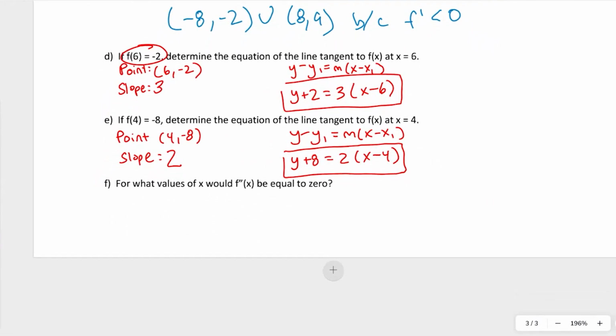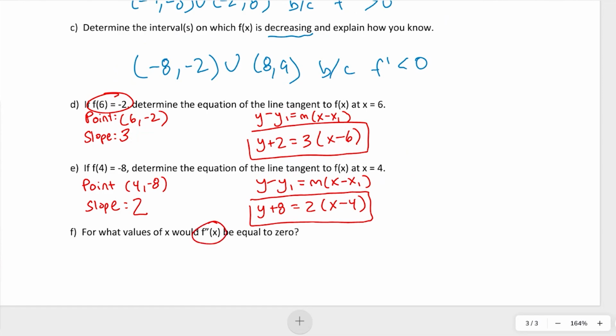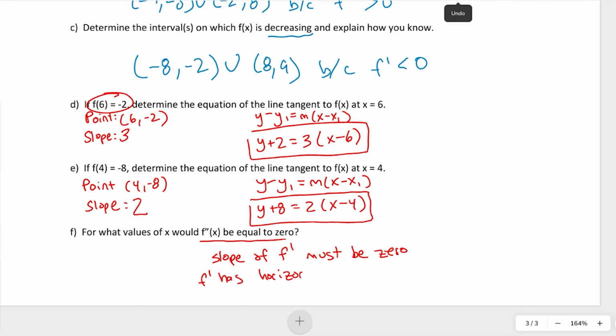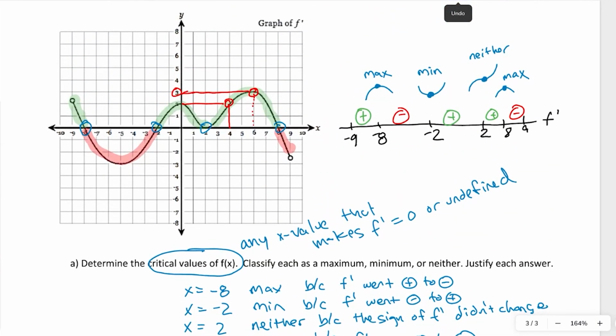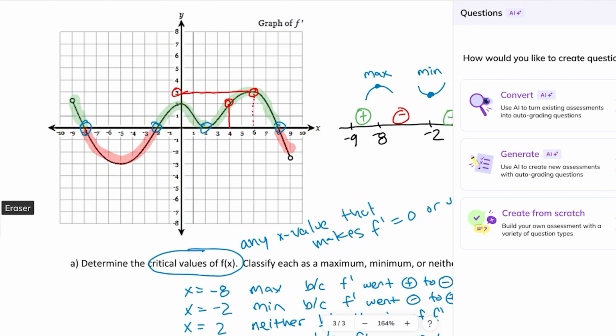Our last question of the day, for what values of x will the second derivative be equal to 0? Okay, so for the second derivative to be equal to 0, that means that the slope of f prime must be 0. In other words, we're looking for where f prime has a horizontal tangent line. So let's look back at that graph and see where we can find horizontal tangent lines. They're going to exist really everywhere where we see relative maxima and minima.